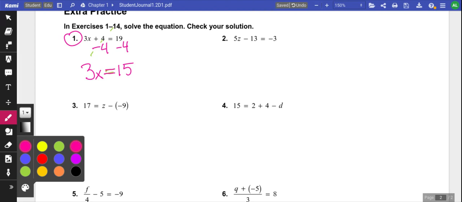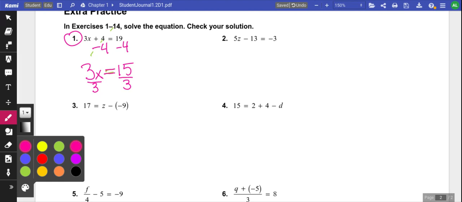We've got a 3x. We're multiplying this x by 3 right now, so the inverse of multiplying is division. Okay, so we're going to divide each side. If you're going to do something to one side of the equation, remember, you've always got to do that to the other side as well.